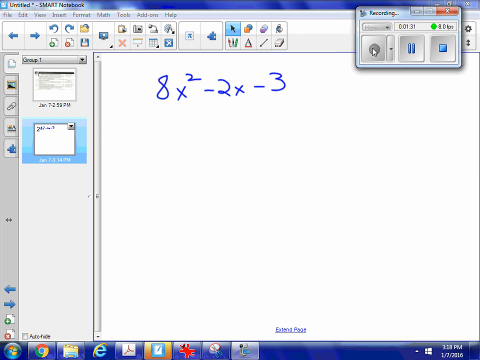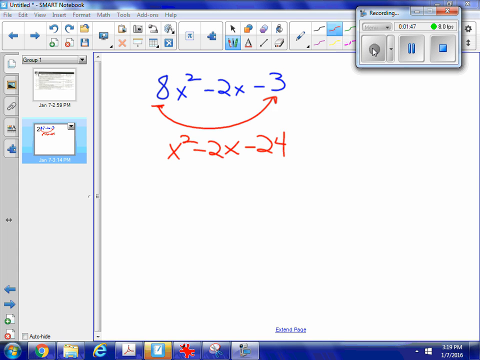So what I'm going to do to start is take this 8 and multiply it by the constant. So I'm going to have x squared minus 2x minus 24. 8 times 3 is 24, and I've dropped the 8. So now I have something that I can factor that doesn't have a beginning coefficient. So I know if it doesn't have a coefficient on the highest power, I'm going to have x and x.